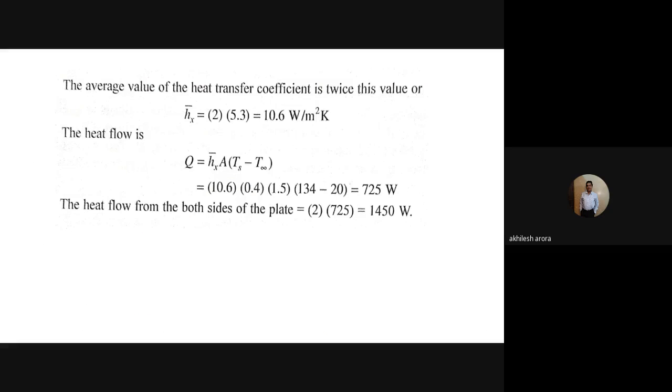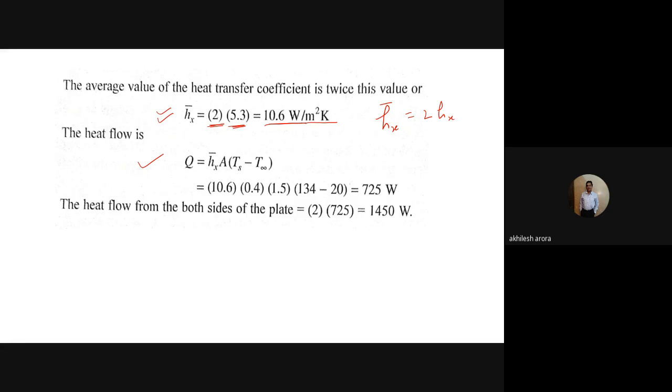And then we can calculate the average value. You know that the average value will be equal to twice the local value. So the local value came out to be 5.3, and the average value is twice of that. So it will be 10.6 watt per meter square per Kelvin.